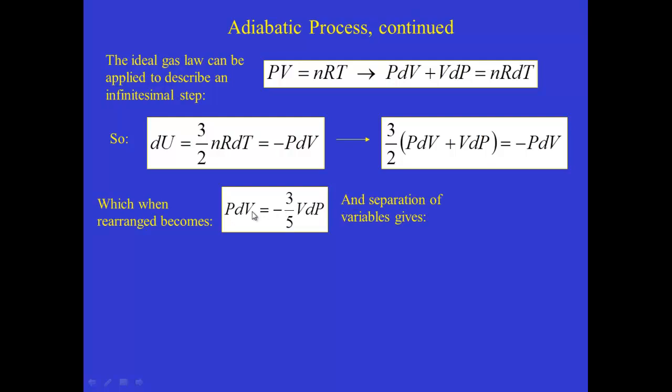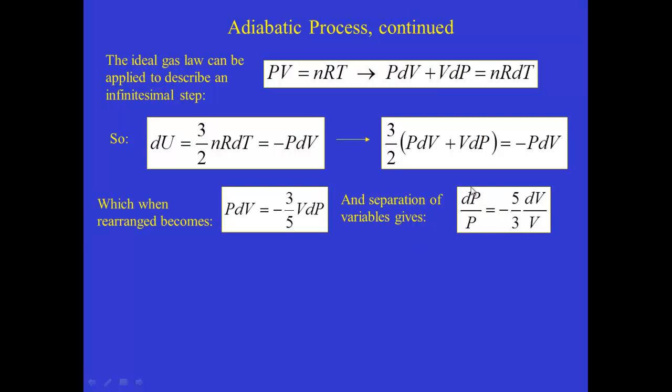The technique that we use involves what's called separation of variables. We've got two variables in this equation, V and P. So we'd like to get all the terms that relate to one variable on one side of the equation and all the terms that relate to the other variable on the other side of the equation. And when we do that, we just divide both sides by P and divide both sides by V and do a little bit of separation. We find that dP over P is equal to minus 5/3 dV over V.